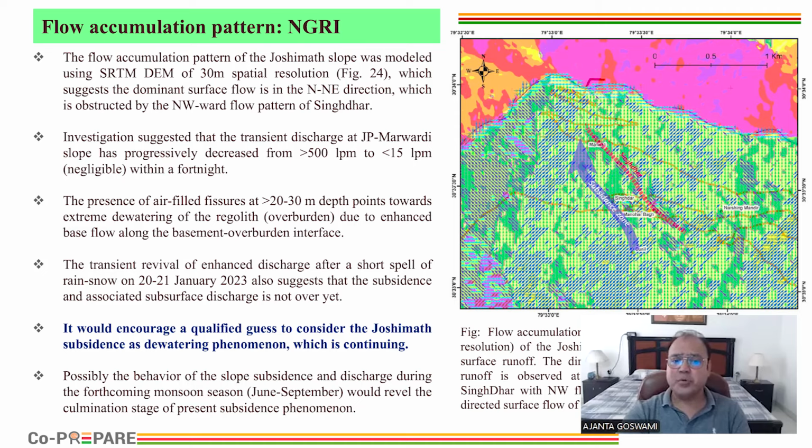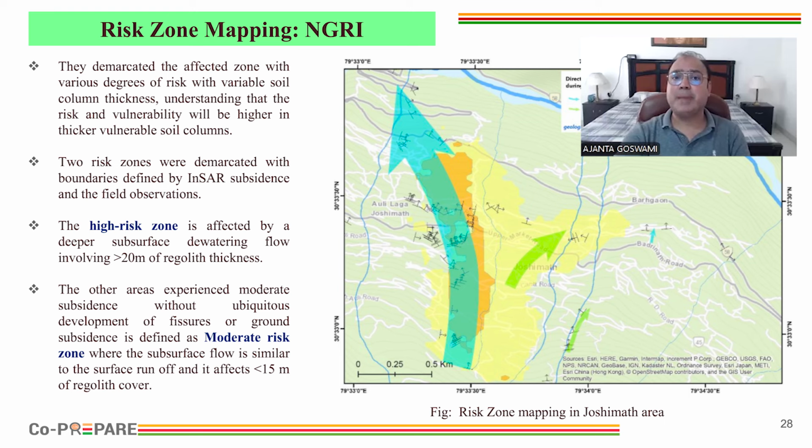They have made one hypothesis. They have guessed that it would encourage a qualified guess to consider the Joshimath subsidence as a dewatering phenomenon, which is continuing. So they have linked this subsidence to the dewatering phenomenon. Possibly the behavior of the slope subsidence and discharge during the forthcoming monsoon season would reveal the culmination stage of the present subsidence phenomenon, according to them. They have done risk zone mapping. There are two risk zones: one is high risk zone and another is moderate risk. High risk involves greater than 20 meter of regolith, and the second involves less than 50 meter of regolith. And these are the maps for that.